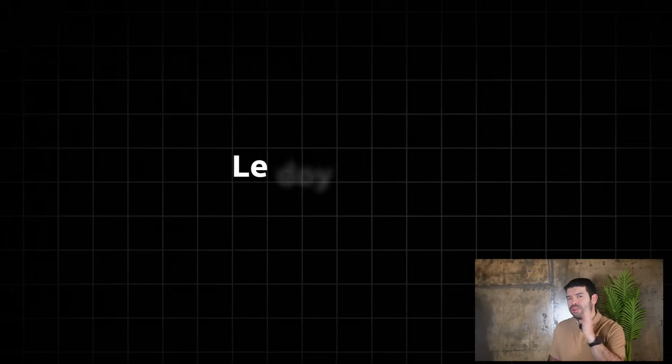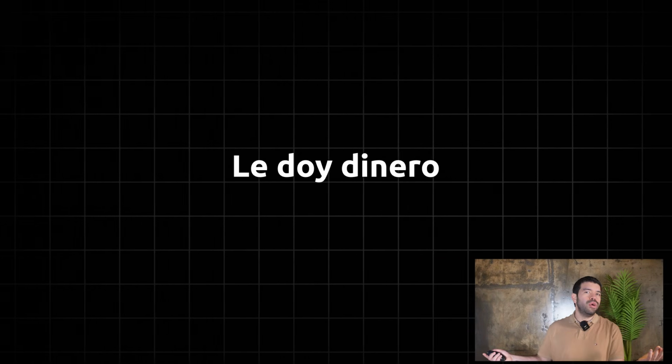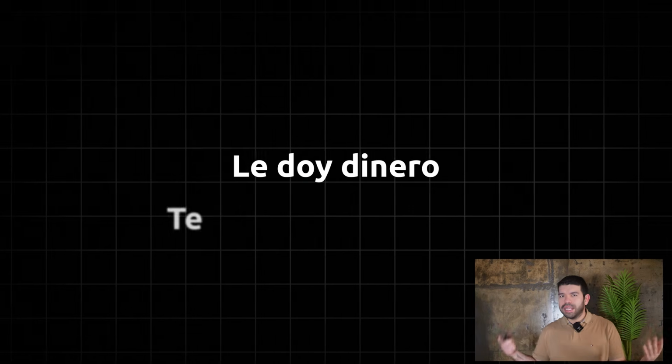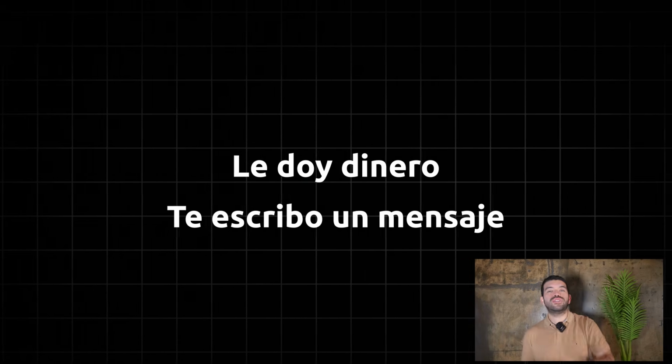In part 2, we learned that indirect object pronouns answer to whom or for whom. Examples. Le doy dinero. I give money. To whom? To him. Te escribo un mensaje. I write a message to you. To whom? To you. See? Muy bien. That's why we have the te right there, okay?